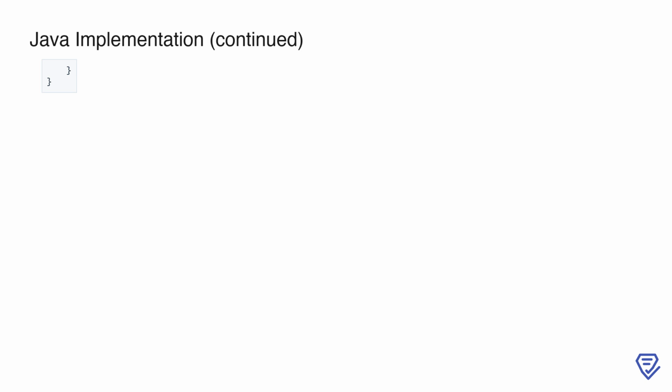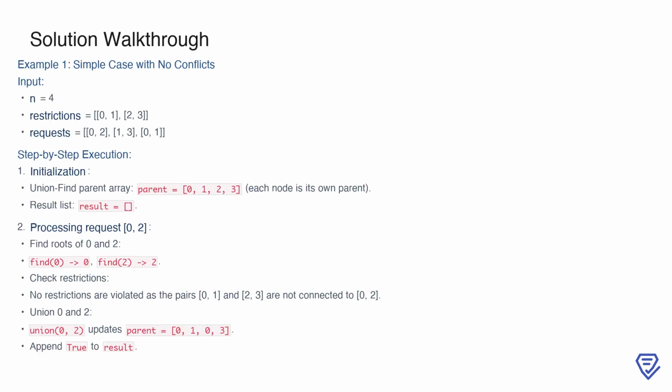in managing group connections. In this example, we start with 4 nodes and 2 restrictions, 0, 1, and 2, 3. The friend requests are 0, 2, 1, 3, and 0, 1. First, we initialize the UnionFind structure where each node is its own parent, represented as the array 0, 1, 2, 3. We also initialize an empty result list to store the outcomes of the requests.